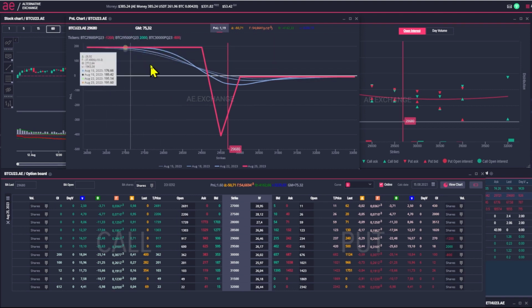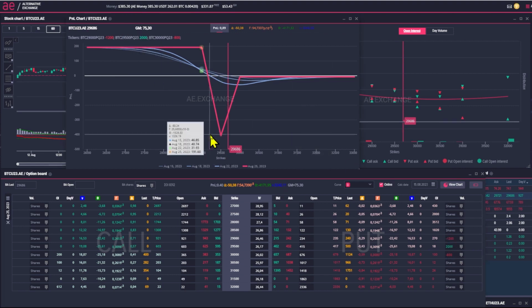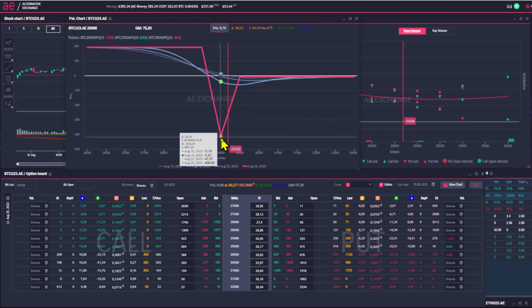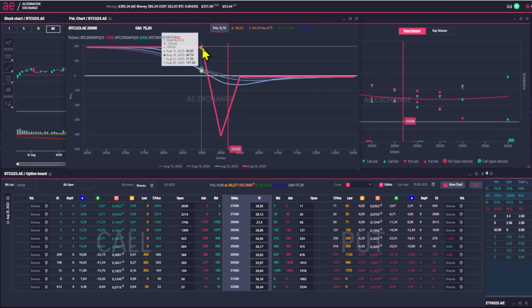So how do we get the right different-winged butterfly? We must remember a simple rule. The number of bought options in the center of the butterfly should be equal to the number of sold options on the wings of the butterfly. Let me remind you, I bought 2,000 contracts at strike 29,500, sold 1,200 contracts of strike 29, and 800 contracts of strike 30. I sold as many as I bought.